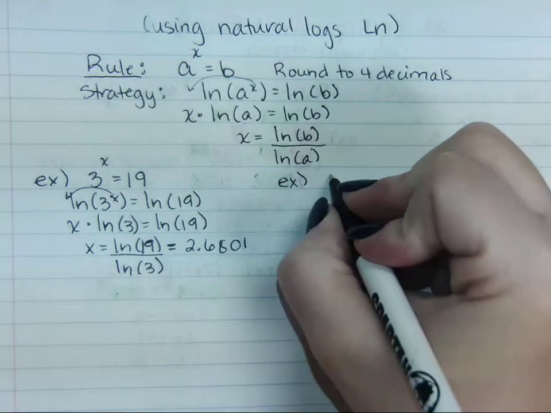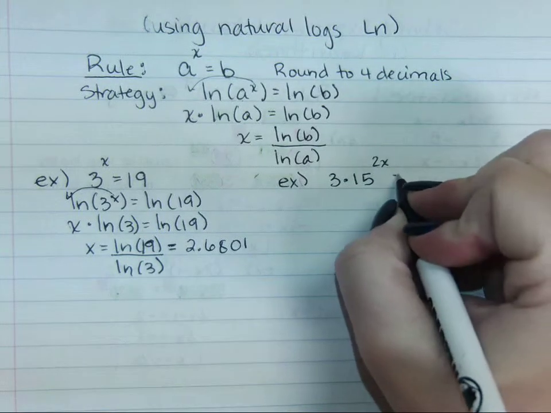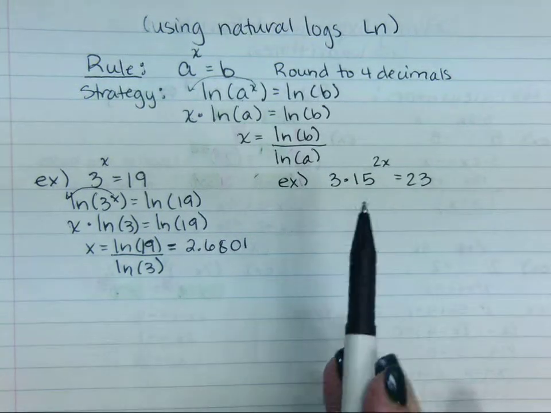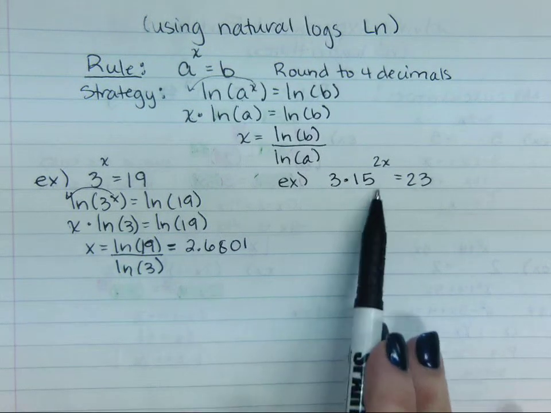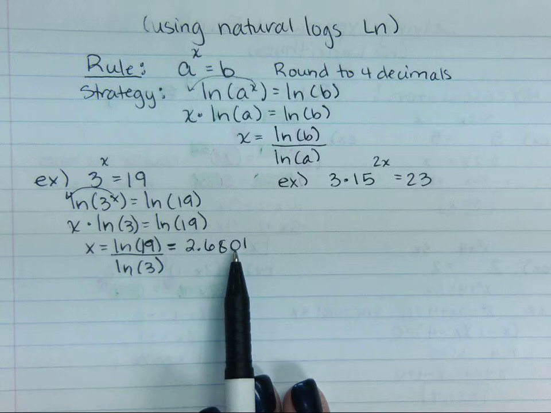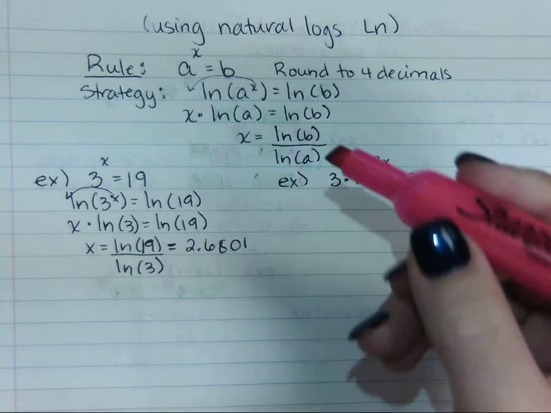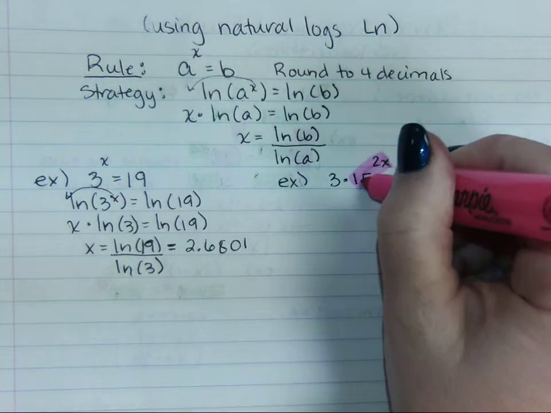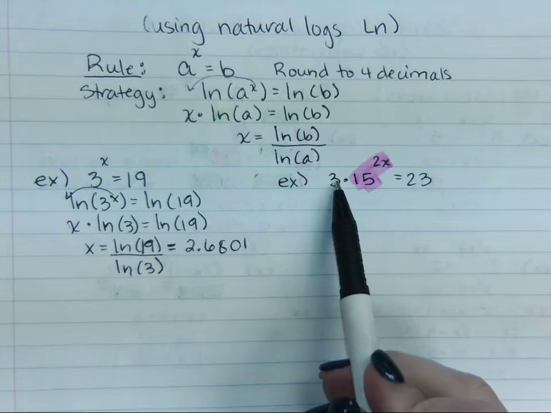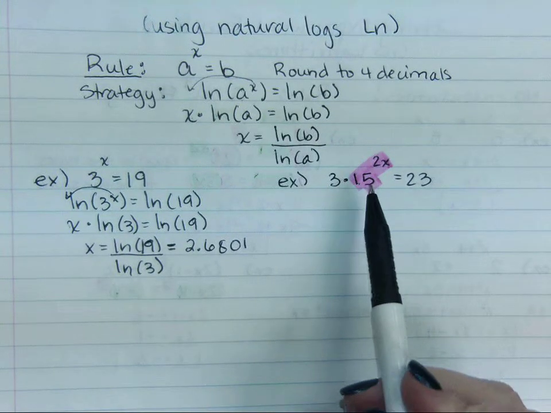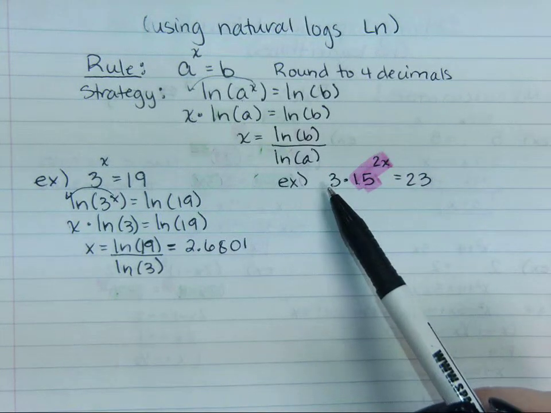All right, again, if you have something that looks like this, where you don't have your base isolated, you must first perform any operations that are necessary to make that happen. And so you have to make sure that this base is equal to a number. You cannot have this 3, and you're not allowed to multiply 3 and 15 together, because in order of operations, you must always deal with exponents before you multiply. So you can't do that.